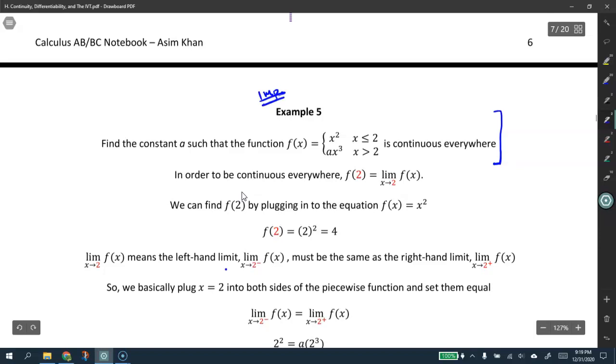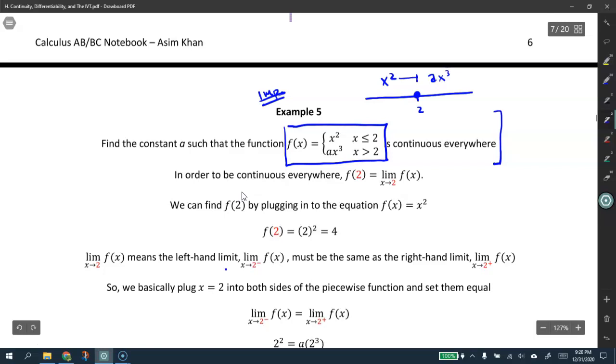All right, so it says find the constant a such that the function f of x is equal to x squared as long as x is less than or equal to 2. So what's going on here? As long as x is a number that's less than or equal to 2, we're saying that the function is equal to x squared. But as soon as the number is beyond 2, right? So anything that is beyond 2 is going to be ax cubed. That's what the piecewise function right over here is trying to communicate to us.